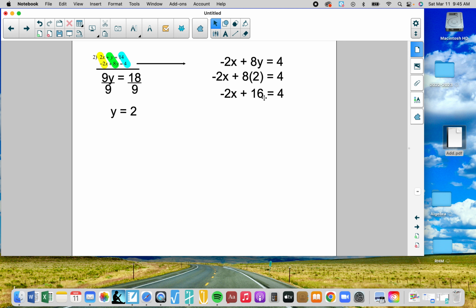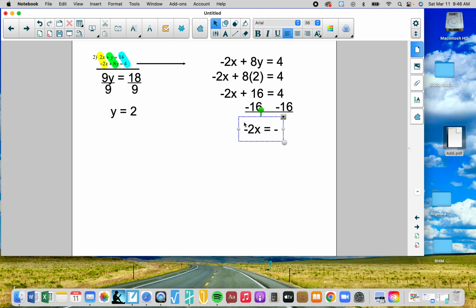There are two things happening to it. Something's being added to it, and something is being multiplied. We're going to get rid of the things being added and subtracted first. So we get rid of that 16 that's being added by subtracting 16. That leaves me with negative 2x equals negative 12. And negative 2 is multiplying it, so we're going to divide by negative 2 on both sides. And we get x equals 6.